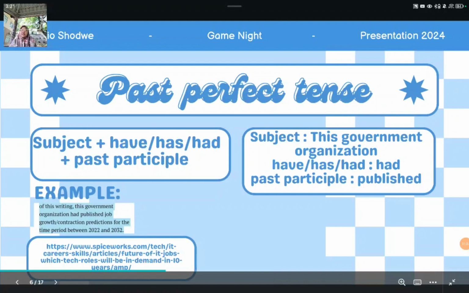Our example for this one is: this government organization has published job growth and attraction prediction for the time period between 2020 and 2032. The subject is this government organization, had, and the past participle is published.